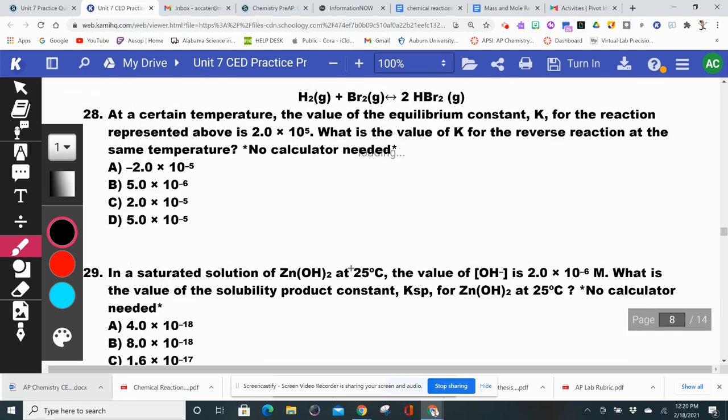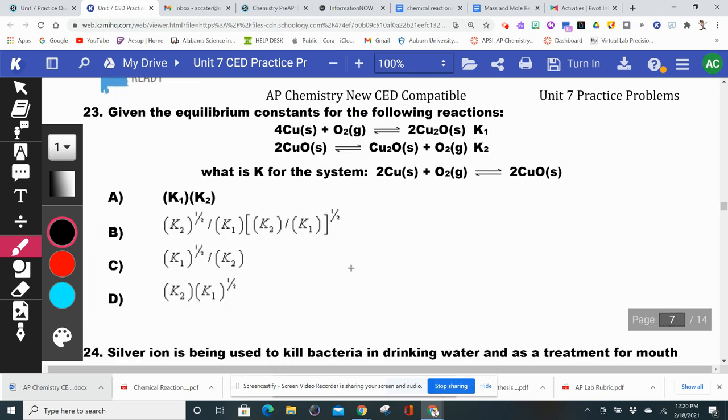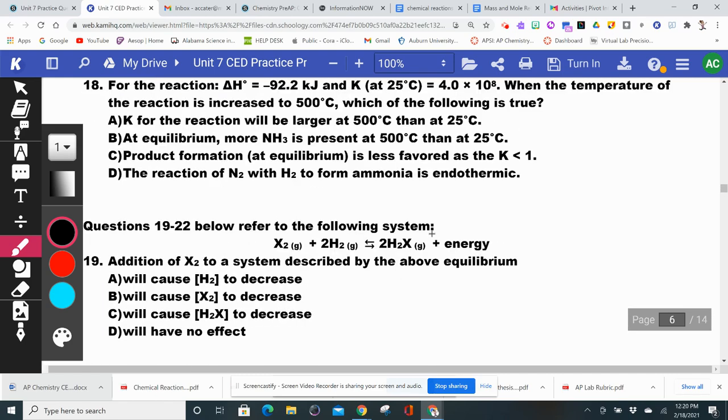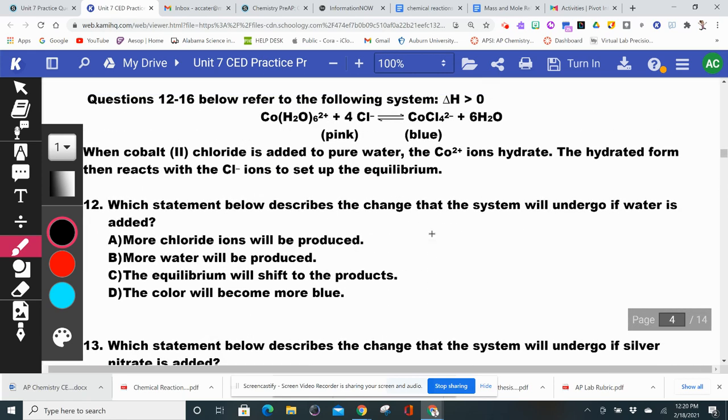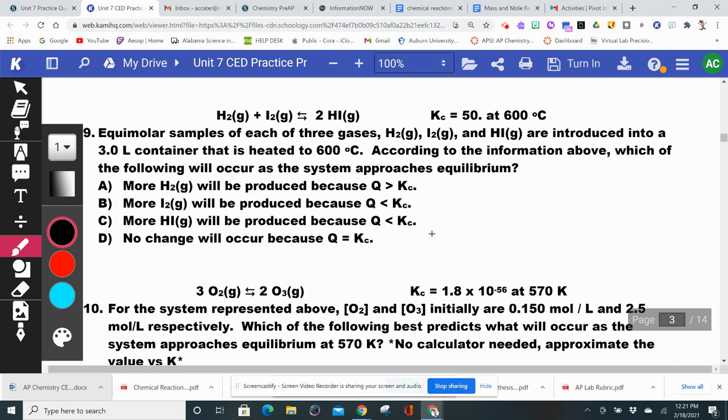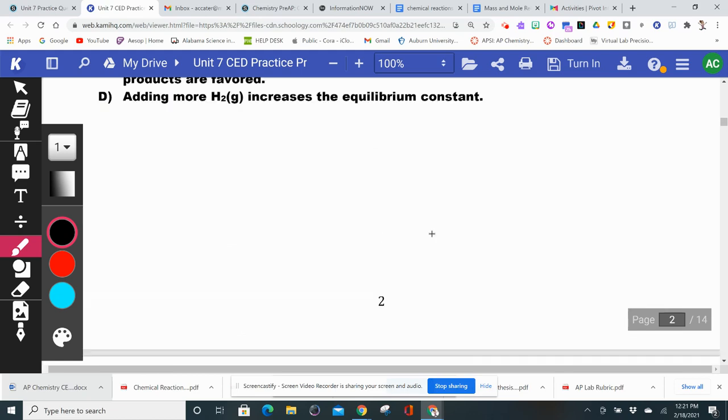So, does anybody have any particular questions on the practice problems that you want to go over? We'll look at those first, and then if there's any other questions, we'll address those after the practice problems. Anybody have any questions on the practice problems? We went over some yesterday, but I know we didn't do all of them. Nobody has anything?